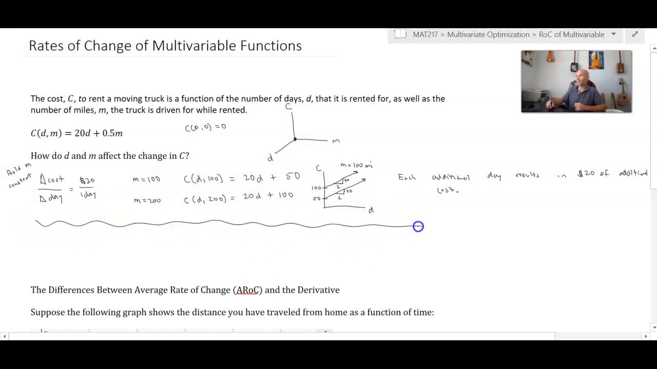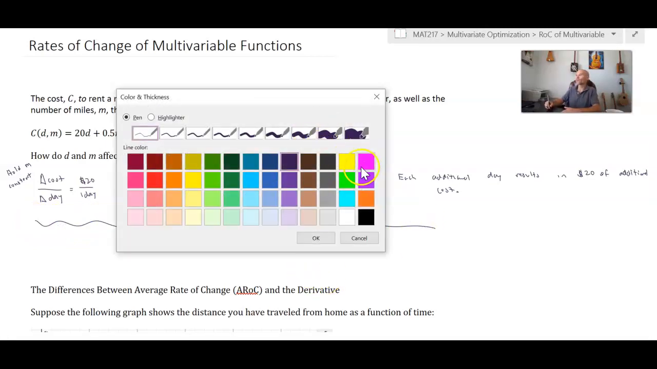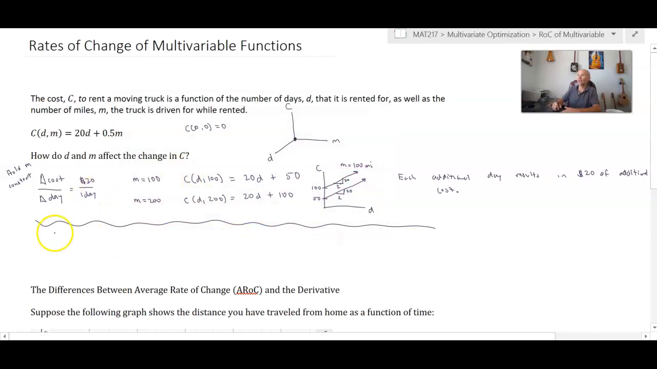Now let's look at the other possibility, which is what happens when we change M. In other words, we want to look at the change in cost per change in mile. This means we're going to have to hold D constant. We're not going to allow it to influence our interpretation of how each additional mile changes our cost. So let's hypothetically say we set days to be 1, and then our function C of 1 comma M will be 20 times 1, which is 20, plus 0.5M. I could write this as 0.5M plus 20.